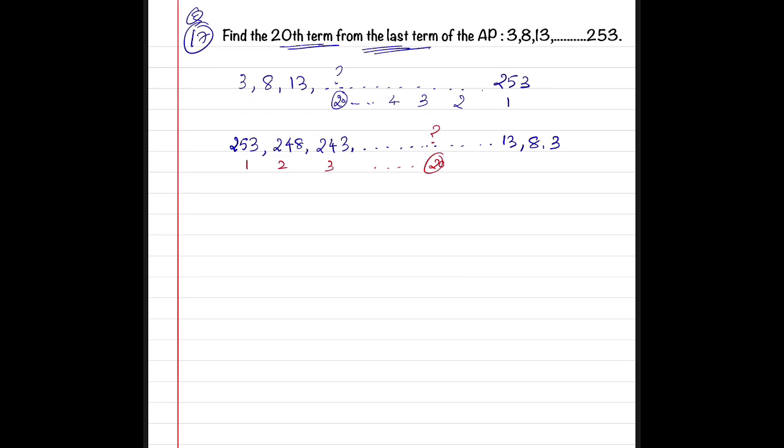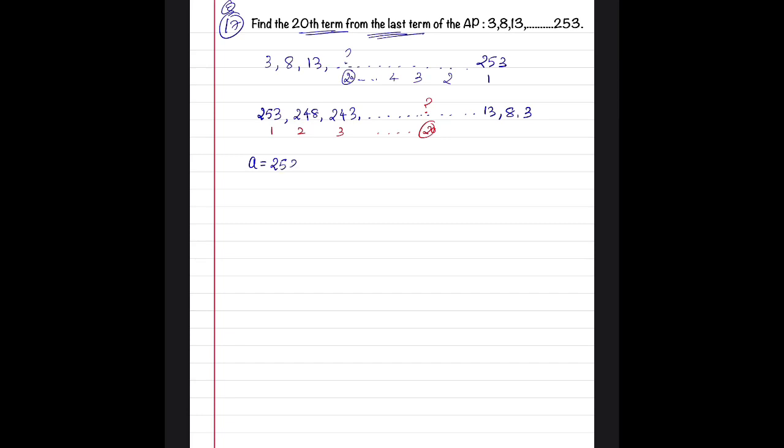So students, solution: A is equal to 253, the common difference D is equal to 248 minus 253, which is equal to minus 5. This is the common difference. So n is equal to 20. What is the formula? A20 is equal to A plus 20 minus 1 into D. A20 is equal to the first term 253 plus 20 minus 1, D is minus 5.